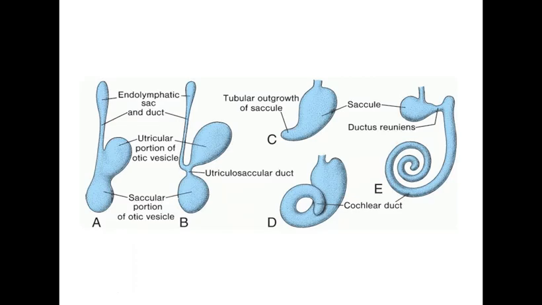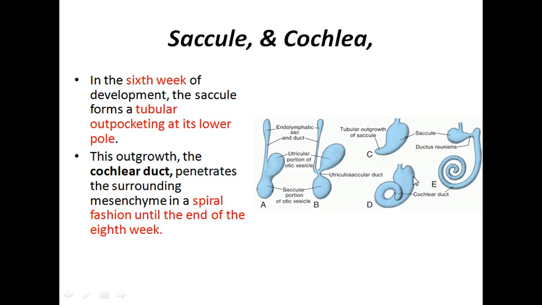I'll show you in the picture. Here we can see this is the saccular portion, this is the utricular portion, right? And here we can see how the saccular portion is giving the outgrowth, the tubular outgrowth, which is turning into the cochlear duct, right? तो इस तरह से cochlear duct saccule से आगे आगे बढ़ती है, right?